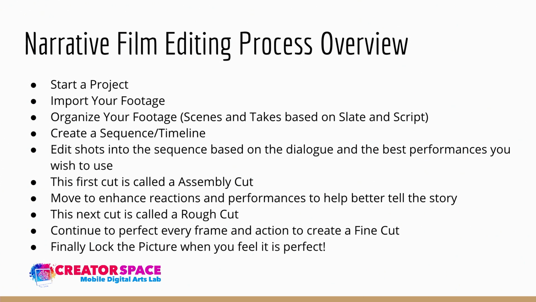So here's the general idea. You edit the shots into the sequence based on the dialogue and the best performances. You're looking at different takes, different performances, what works, what doesn't work. There could be a flubbed line, and you might want take two instead of take one, or take three is better than take two. Take five might be horrible and take four is better, right? So it's all about watching and figuring out the best performances.